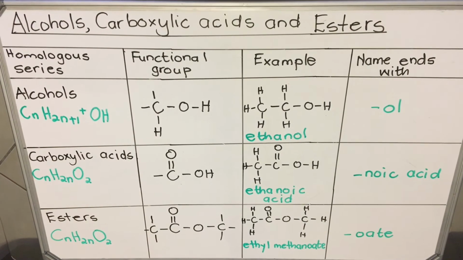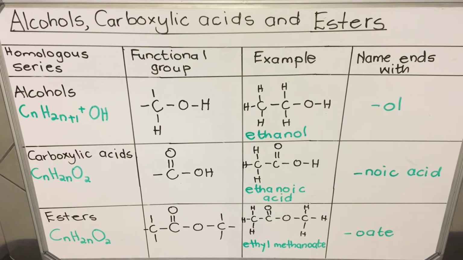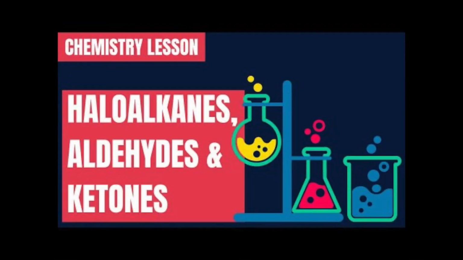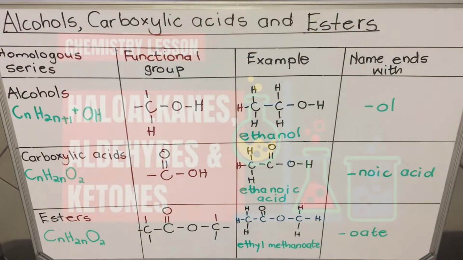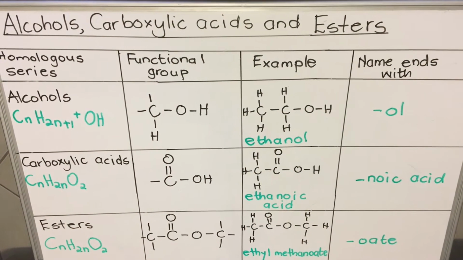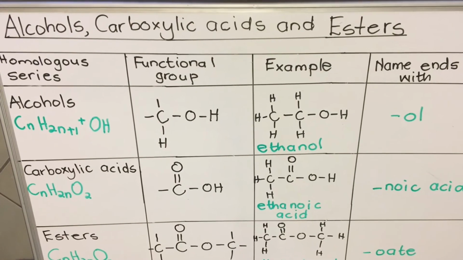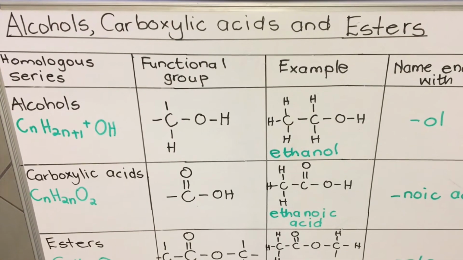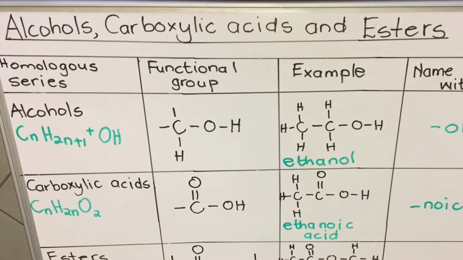Hello everyone, this is a lesson on organic chemistry. In our last video, we looked at different homologous series. We looked at 3 in that video. In this video, we're going to look at the last 3: the alcohols, the carboxylic acids, and the esters. They are related in some way. That's why I've grouped them together.